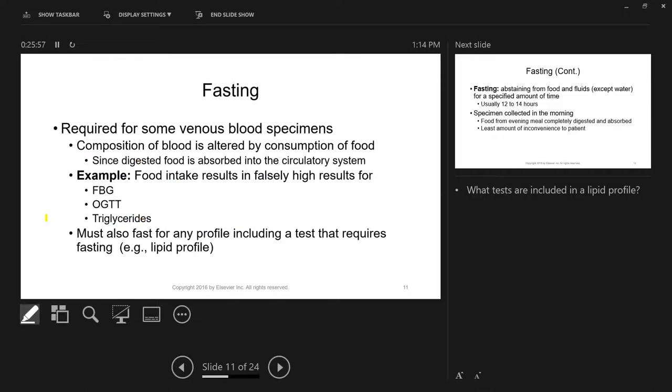All right, next. Some laboratory tests require the person to change their lifestyle for a short period of time. One possible preparation for the testing could be fasting.